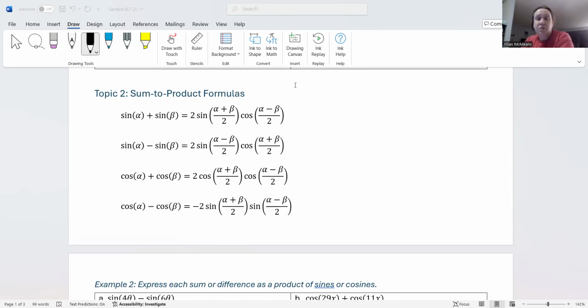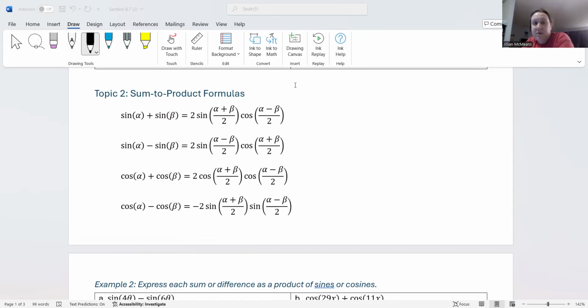Now we have the sum to product formulas. So if you have sine of alpha plus sine of beta, it can be written as 2 times sine of (alpha plus beta) divided by 2 times cosine of (alpha minus beta) divided by 2. And again, you don't have to memorize these, thank goodness. Okay, so just know how and when to use them. So know which formula to use and how to use it.